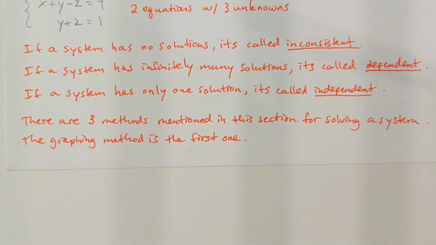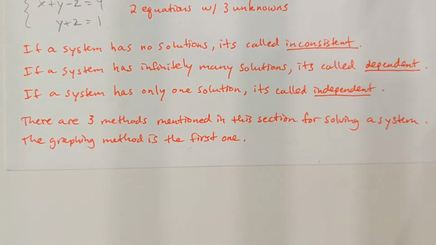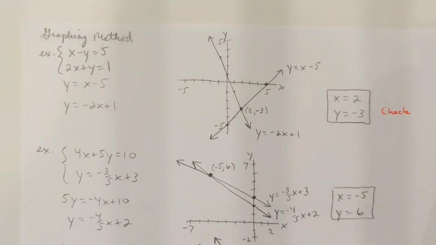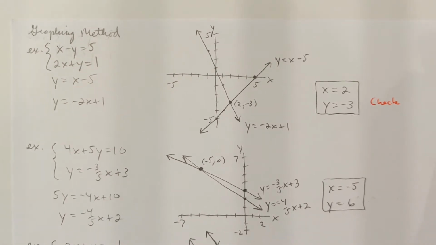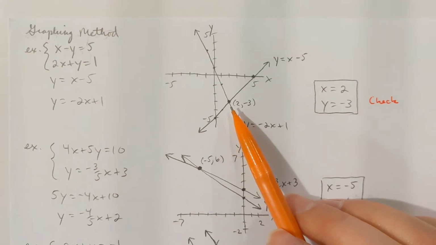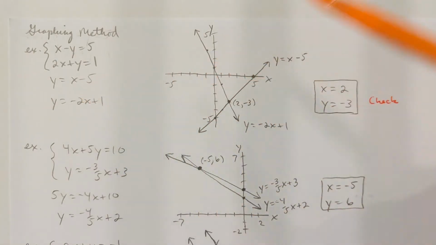In this section, there are three methods mentioned for solving a system. We'll actually look at a fourth method for solving a system in a later section. So one method that we can use is called the graphing method. Now we're working with linear equations, so we're working with lines. In the graphing method, you're going to graph the lines, and your answer will be the intersection point where the lines meet. Okay, so let's take a look at some examples.